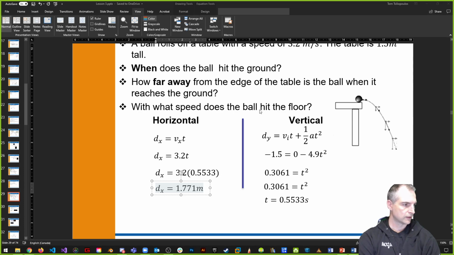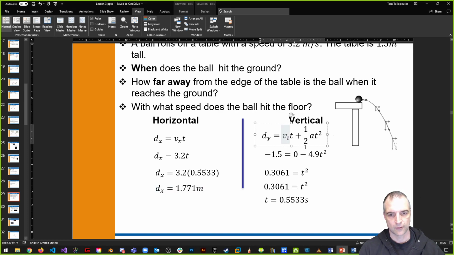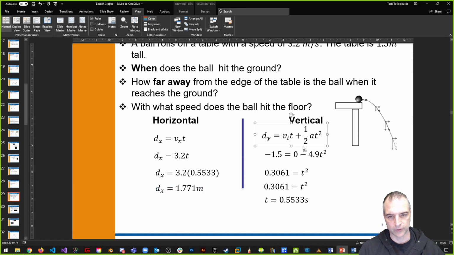Julian says V final is equal to V initial plus AT. Okay, let's use that one and see if this makes sense. Also, check to see if it makes sense, right? Because at the end of the day, we don't want to use an equation that doesn't make sense. I'm just going to put it over here for us. So let's use that equation.